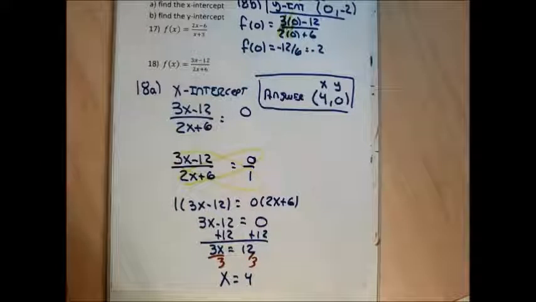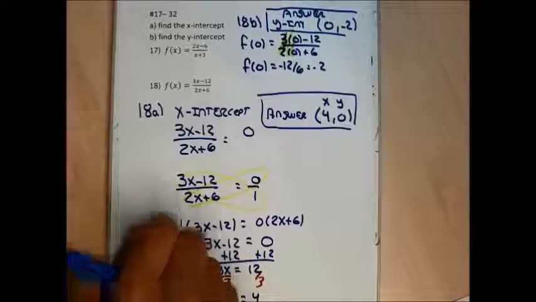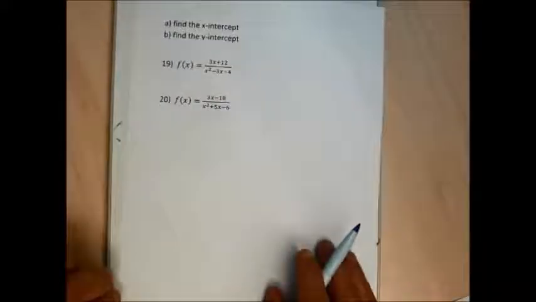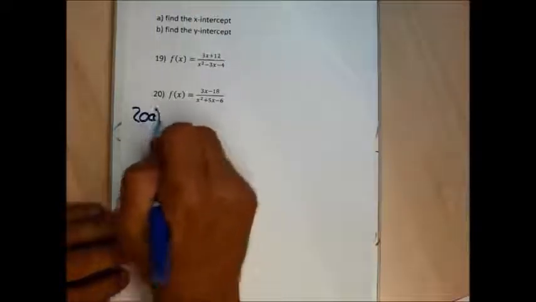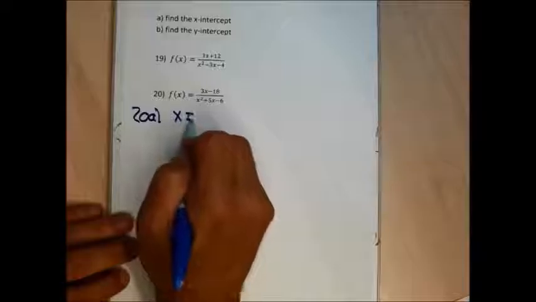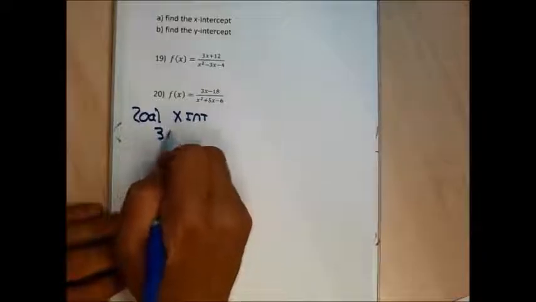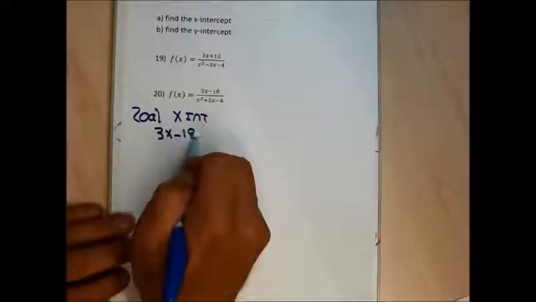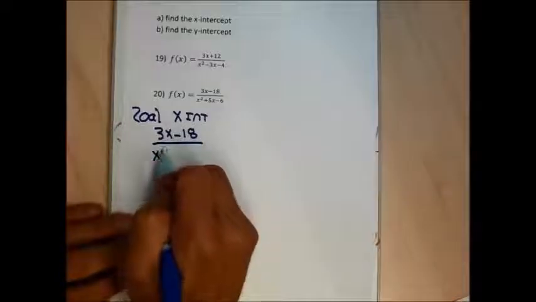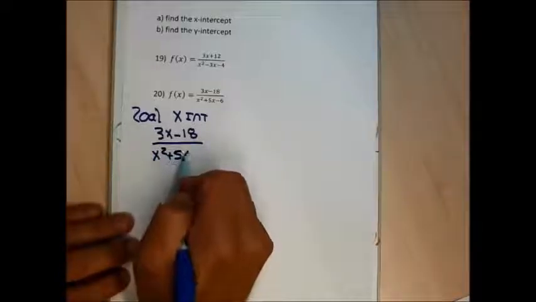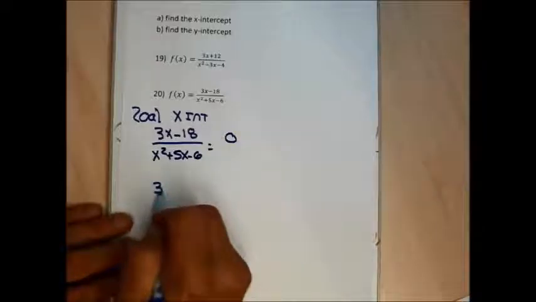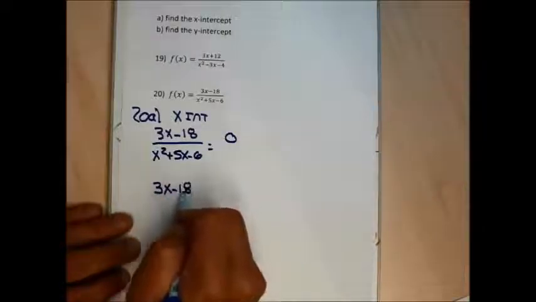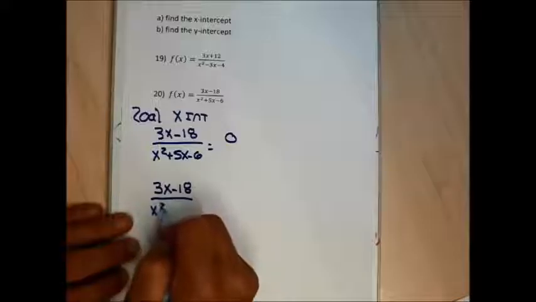So you should be able to do 17. I'll move on and do 19 and 20. Eventually I'm going to get slick on the x-intercepts. So for 20a, to find the x-intercept, you take the whole function and set it equal to 0. So I'm going to go (3x minus 18) over (x squared plus 5x minus 6) equals 0. I'm going to write that 0 as a fraction so I can cross multiply.